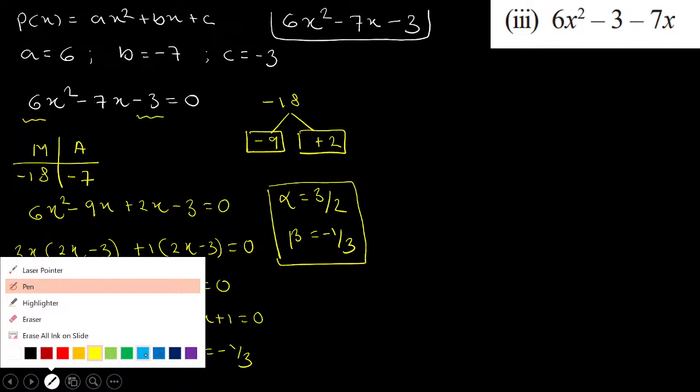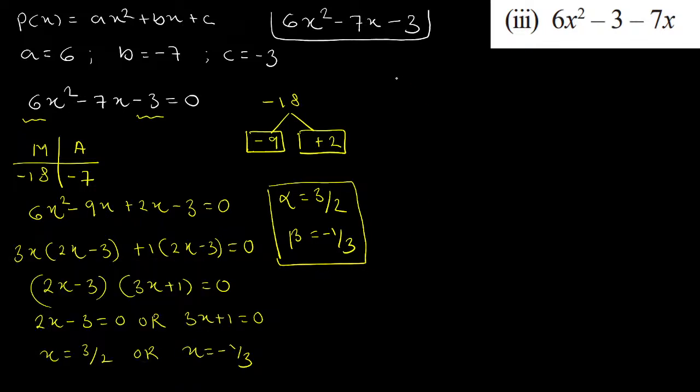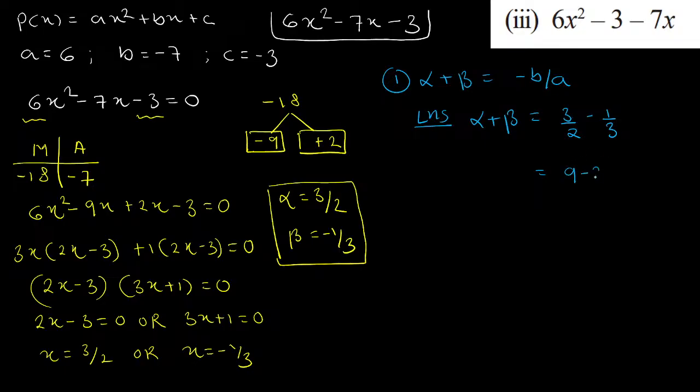इसके बाद हमें क्या करना है? We have to verify the relationship. The first one is alpha plus beta, that is -b by a. So LHS part, alpha plus beta, so that is 3 by 2 and -1 by 3. So we do the crisscross, that cross multiplication. 3 3s are 9, -2, 3 2s are 6, and here we'll get 7 by 6.